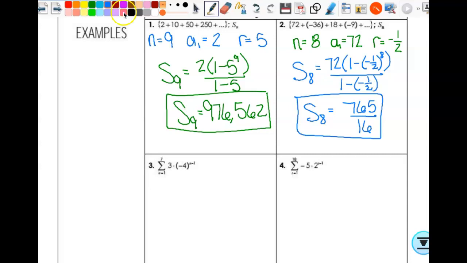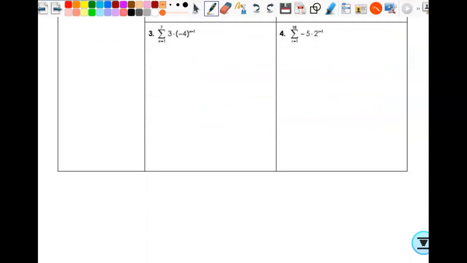Okie dokie. Let's look at number 3. What's that Greek letter called? Sigma. So this is your sigma notation. I still need to know specific things here. And I need n. What would n be here? 7. Okay. I need the first term. So when I substitute 1 in here, 1 minus 1 is 0. What's anything to the 0 power? 1, so the first term is just 3. What is r?